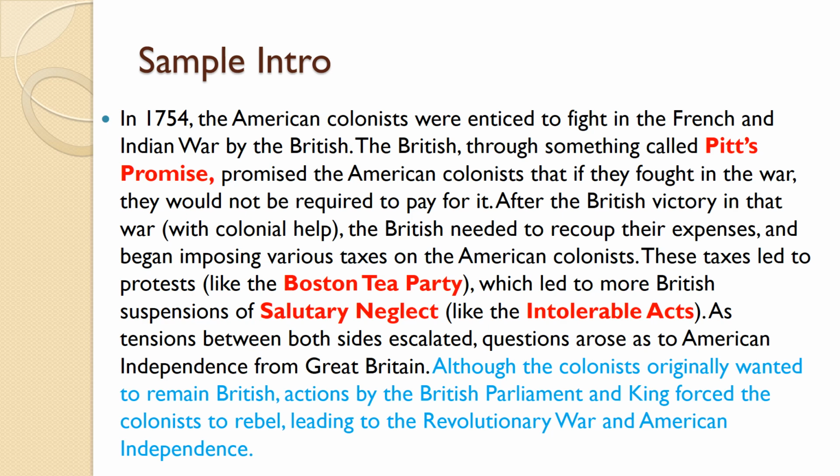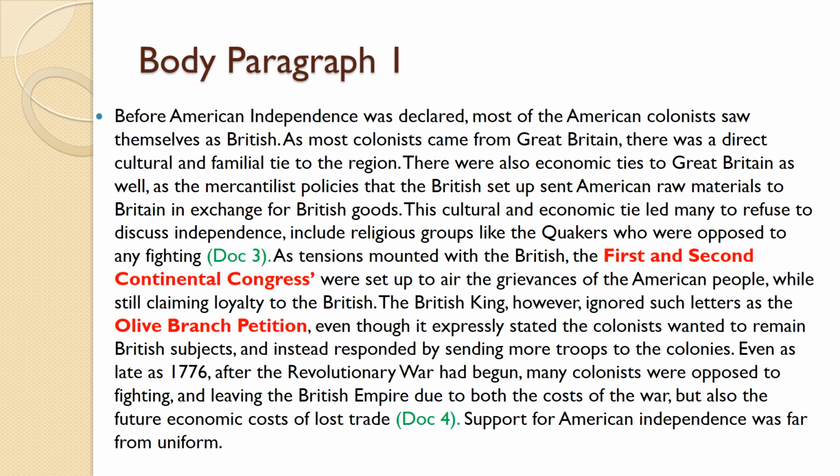Anyway, moving on, let's look at the body paragraphs and see how they score. Before American independence was declared, most of the American colonists saw themselves as British. By the way, this is true. As most colonists came from Great Britain, there was a direct cultural and familial tie to the region. There were also economic ties to Great Britain as well, as the mercantilist policies that the British set up sent American raw materials to Britain in exchange for British goods.